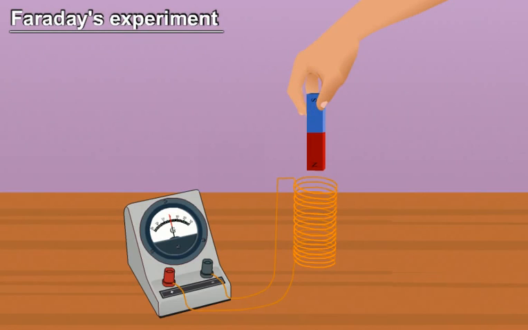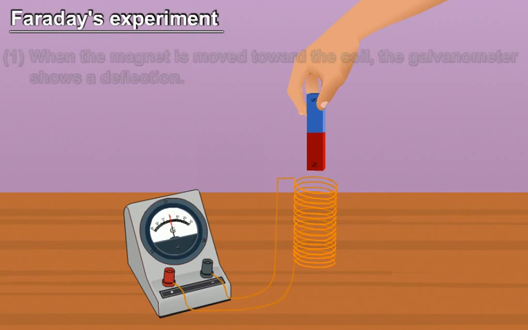Now let us look at Faraday's experiment. The experimental arrangement made by Faraday is shown in the figure. A coil consisting of a few turns is joined to a sensitive galvanometer, which detects the current. Then the following experiments are performed with a magnet.